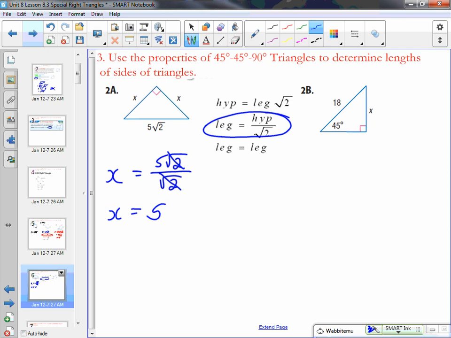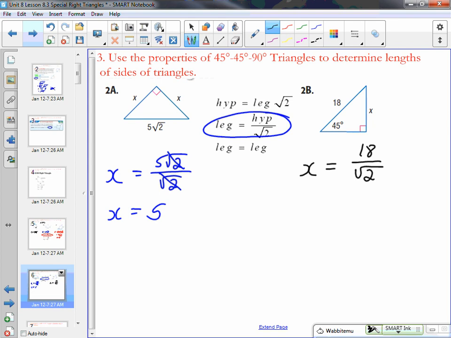All right? On 2B, we're looking for the leg. Leg X equals hypotenuse 18 divided by the square root of 2. You're done. There's no need to go to your calculator and punch that in. It's not wrong if you do, but there's no need to do it.